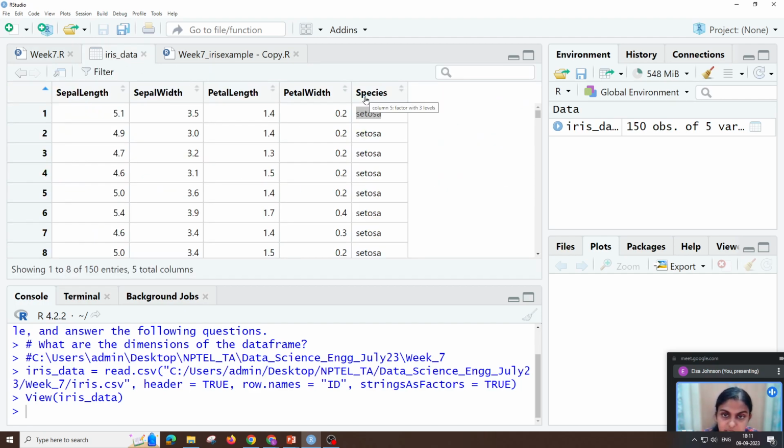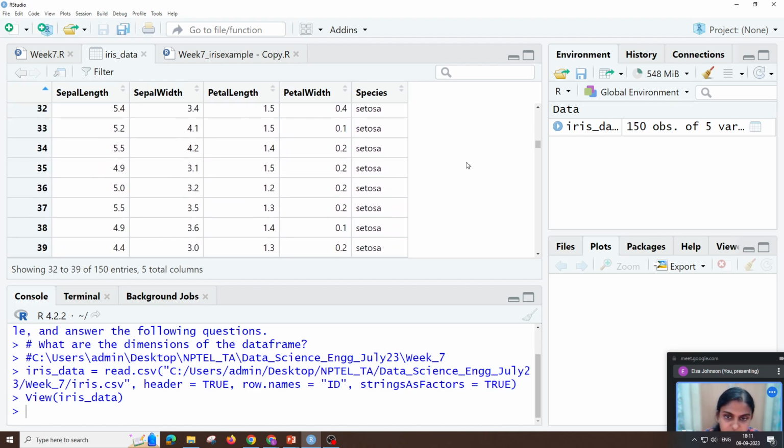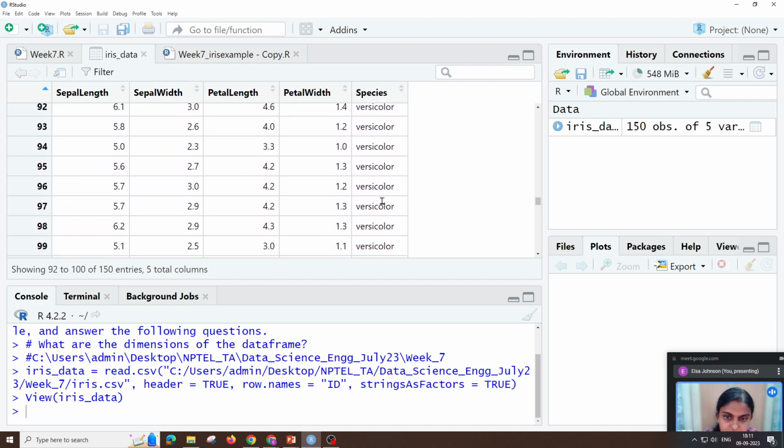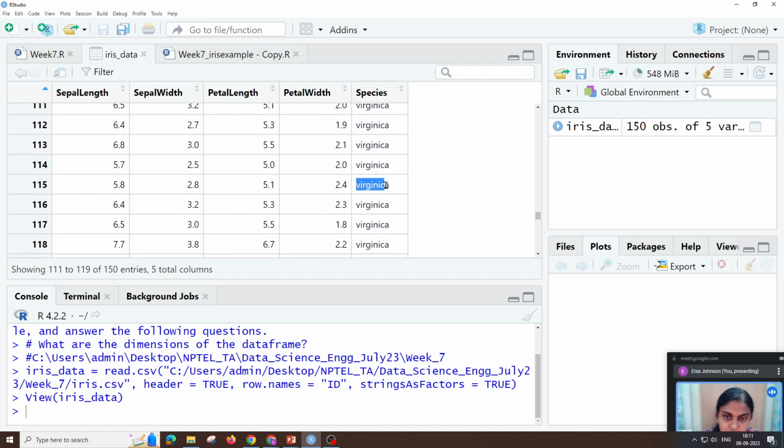So factors, as I said, means that they are taken as categories. If you see how many categories there are in this particular data, you can see setosa, versicolor is another category, and virginica is another category. So you will be seeing those 3 categories.